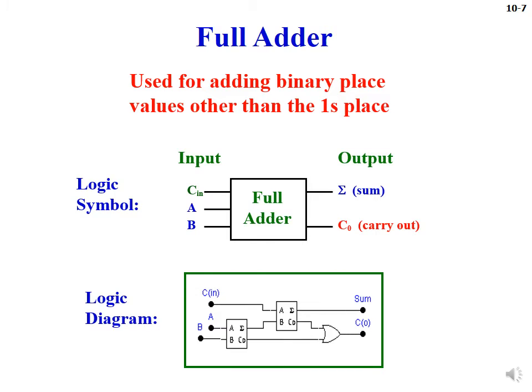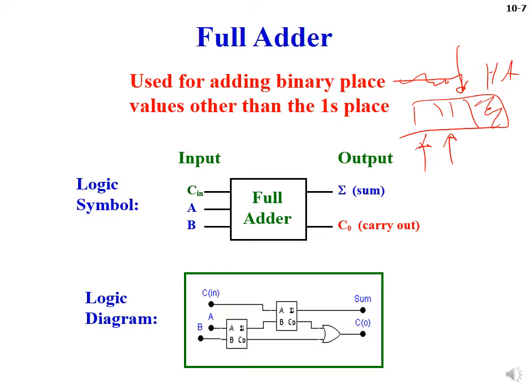Now we do a full adder. Full adders handle everything other than the ones place. So we go back to our diagram. This is handled by the half adder. The full adder handles the rest. Specifically, we have a full adder for this one, we have a full adder for this one, and another full adder for here. So I'd have 1, 2, 3 full adders and a half adder.